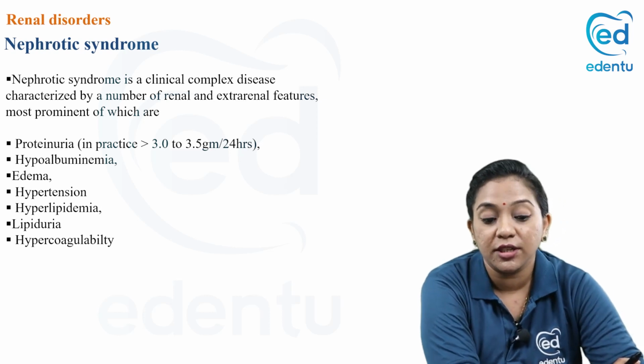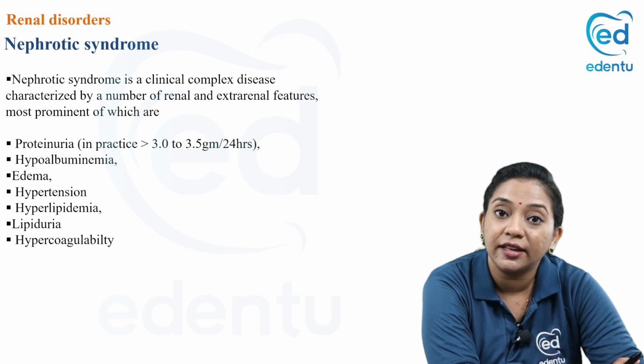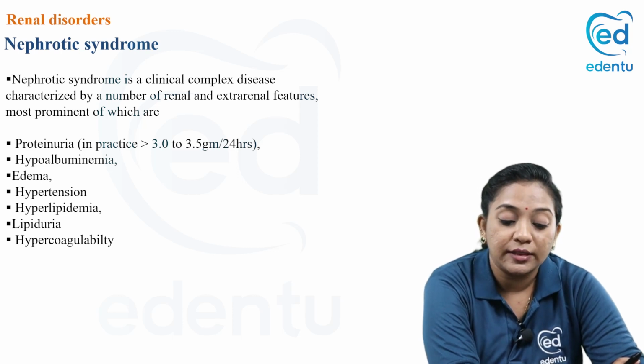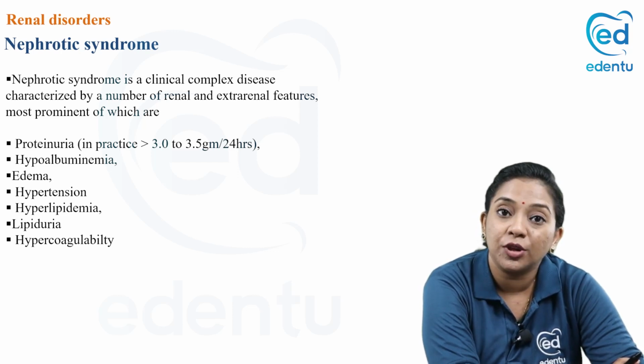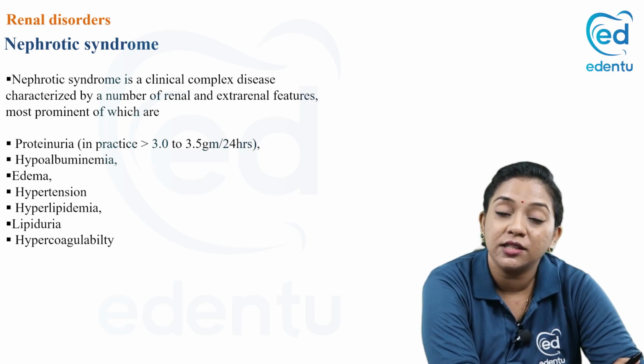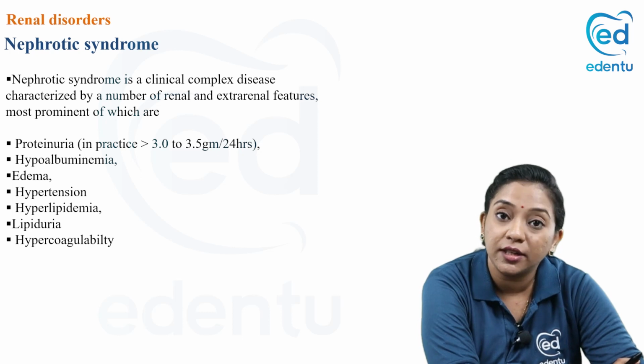Then comes the nephrotic disorder or syndrome. Nephrotic syndrome is a clinical complex condition. Apart from having renal, there are also extra renal features too. That is proteinuria. Proteinuria means there is discharge of protein along your urine. Then comes hypoalbuminemia, edema, hypertension, hyperlipidemia, lipiduria, and hypercoagulability. These are the other features that can be seen associated with nephrotic syndrome.